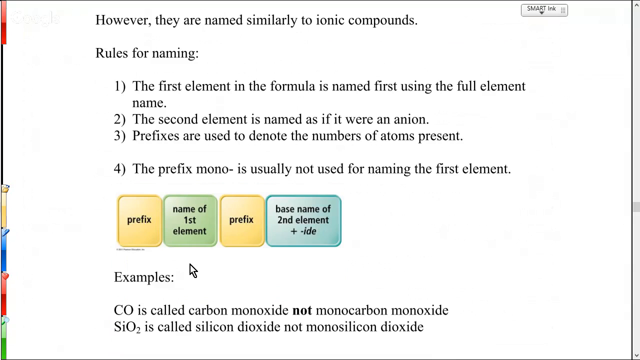Now, most of them, there's actually a prefix on the first one as well. So if we look at something like N2O4, we would call that dinitrogen tetroxide. Let me make a list for you of the different prefixes. Here, comes back here.